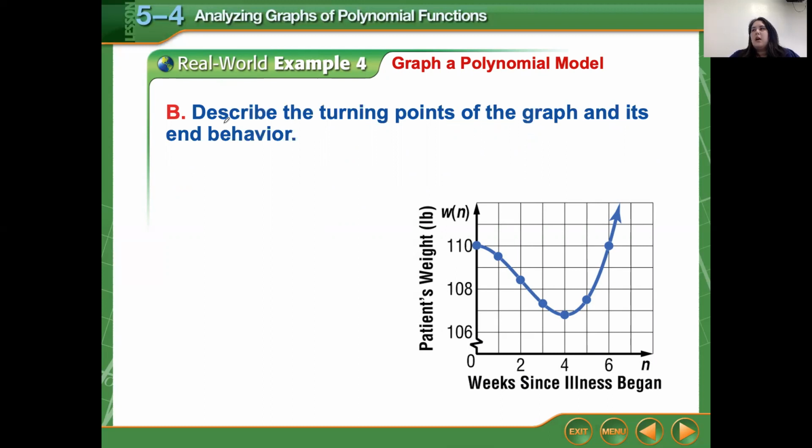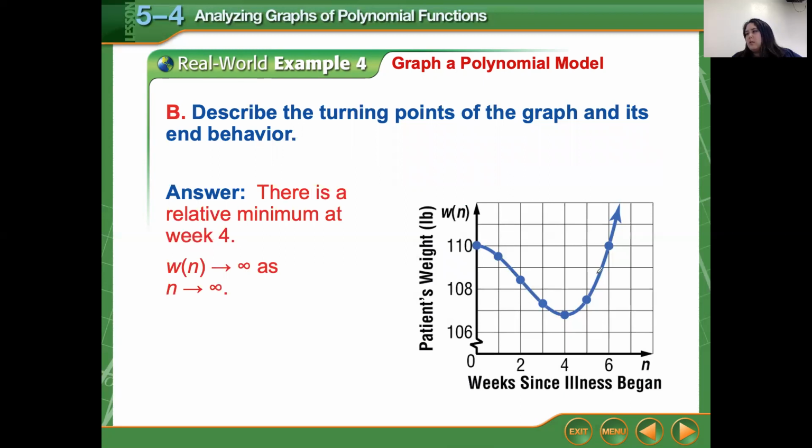The next thing we're going to take a look at is to describe the turning points of the graph and its end behavior. We can't really talk about what happened before week 0. We can only talk about what's happening at week 0 and beyond. So I can see we have a turning point at week 4. They were losing weight and then they started gaining weight back. And then for end behavior, as n goes to infinity, w of n goes to positive infinity as well. So we're going up and to the right. We're not going to look at the other end of the end behavior because we can only see part of it.